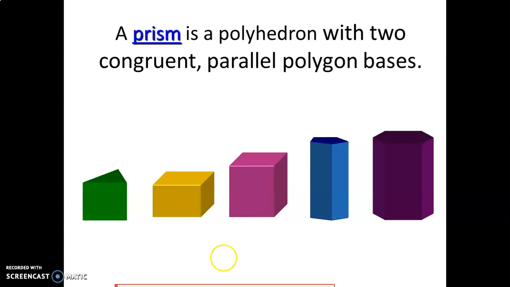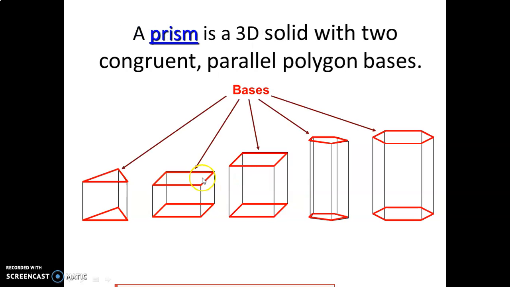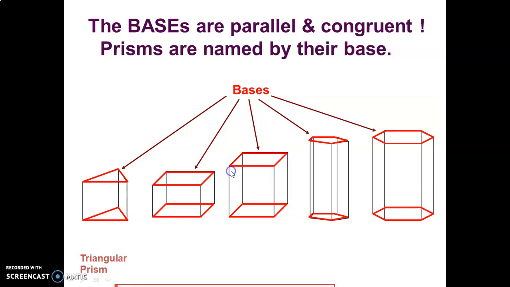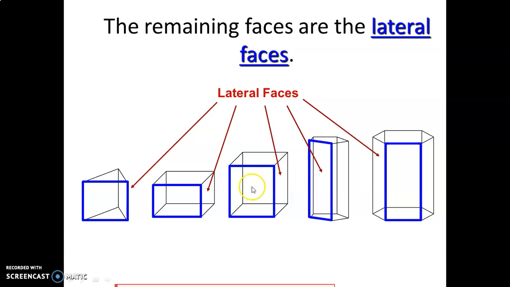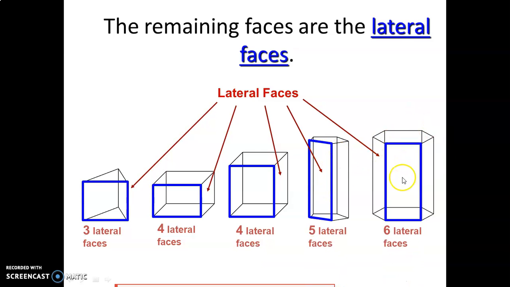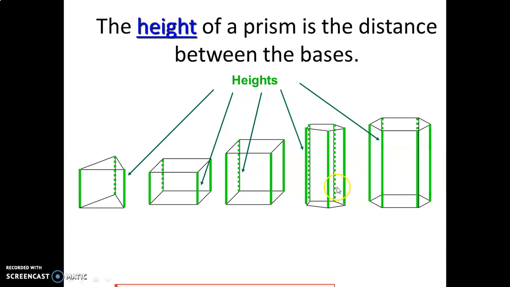A prism is a polyhedron with two congruent parallel polygon bases. These are all prisms. Prisms are named by their bases. For example, triangular base, triangular prism. Rectangular prism, square prism. Pentagonal prism, and hexagonal prism. Notice again, two parallel congruent bases. The remaining faces are called lateral faces. 3 of them here, 4 of them, 4 of them, 5 lateral faces, and 6 lateral faces. The height of a prism is the distance from base to base.